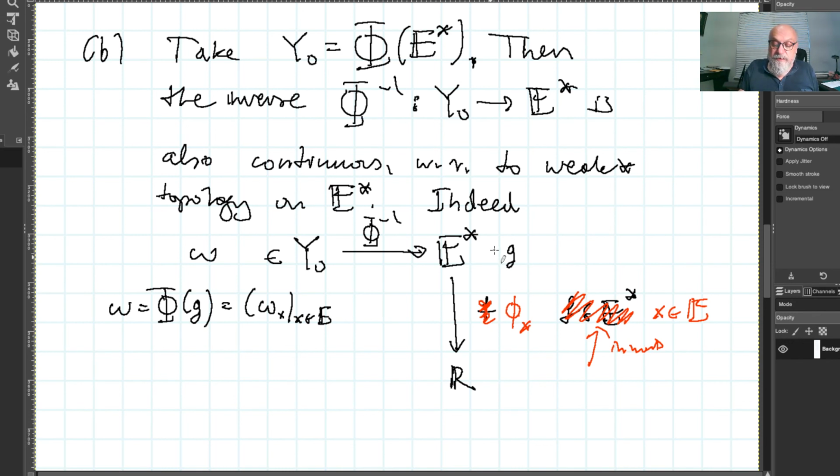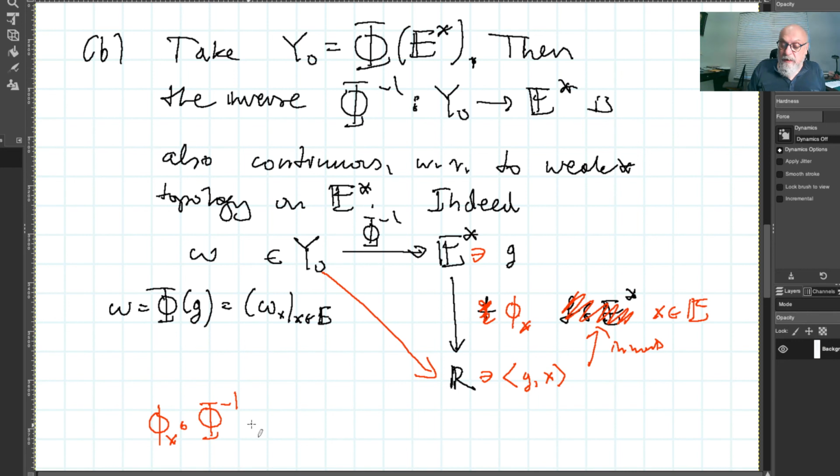So if you go here, what do I get? This is my g here. So this omega goes here to g, and this g goes to, and I can write it down clearly, x. So that composition, let's write it again: I have phi minus 1 composed with the phi x on element omega. I'm getting here that this one is equal to g of x, but g of x is exactly omega x, so this one is equal to omega x. So that means this is my p of x.